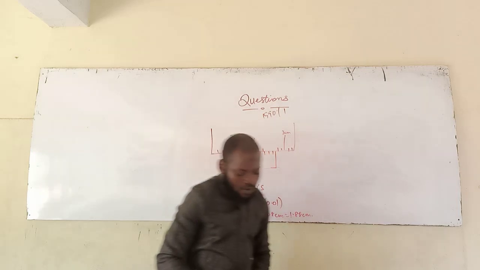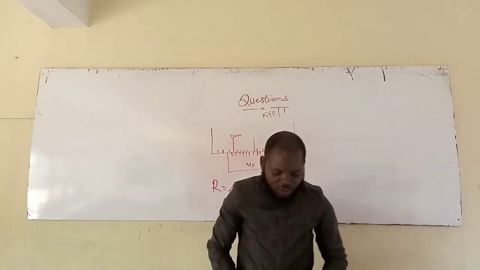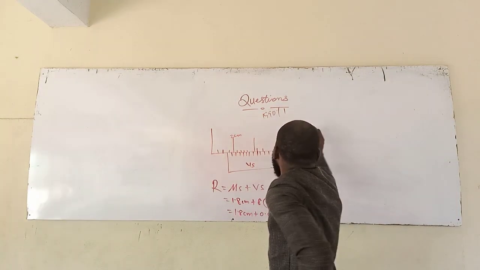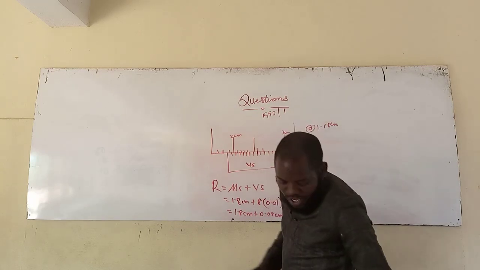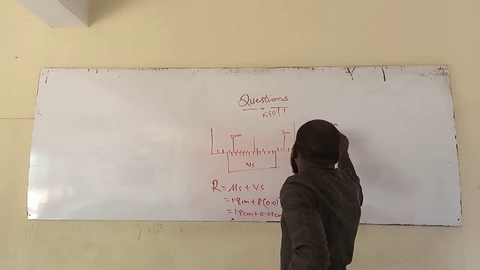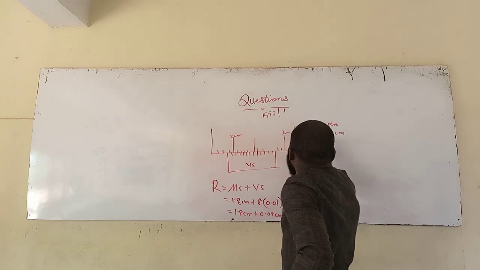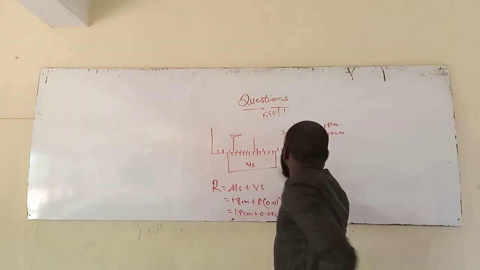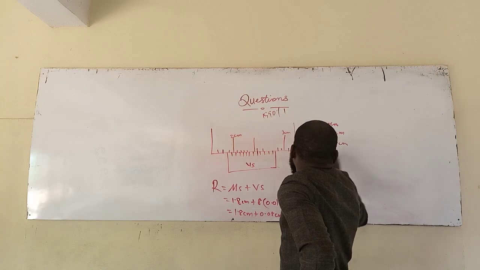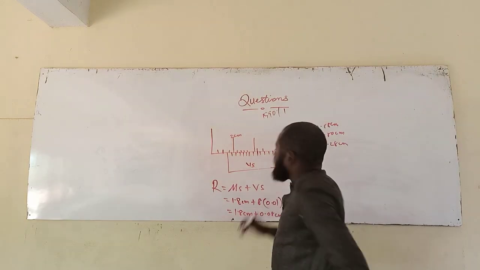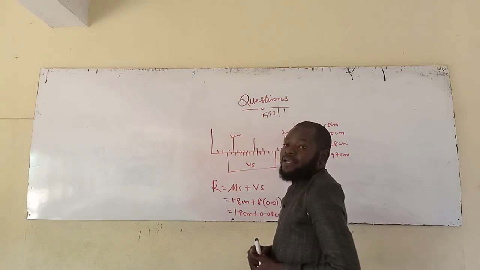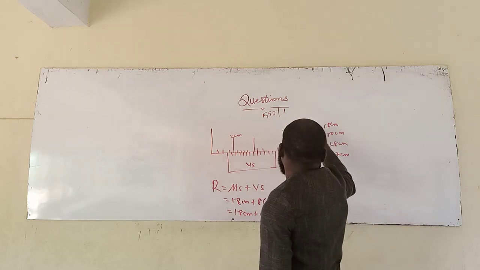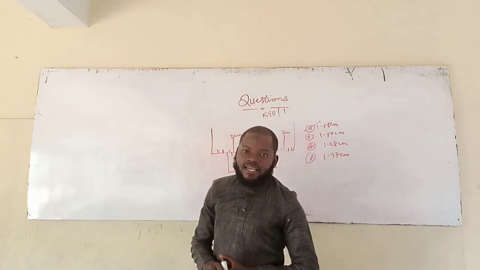Do you understand that now? So the options that we have here: option A, 1.88 centimeter, option B, 1.80 centimeter, option C, 1.28 centimeter, option D, 1.97 centimeter. So guys, the right answer is what? Option A, which is 1.88 centimeter.